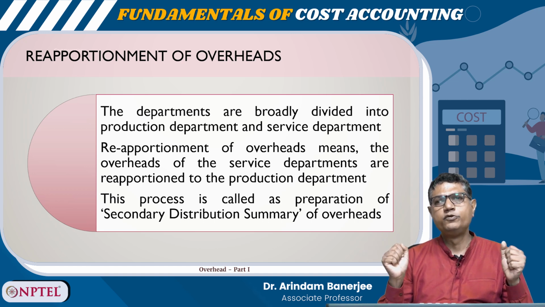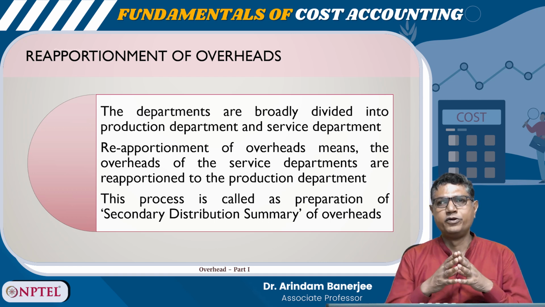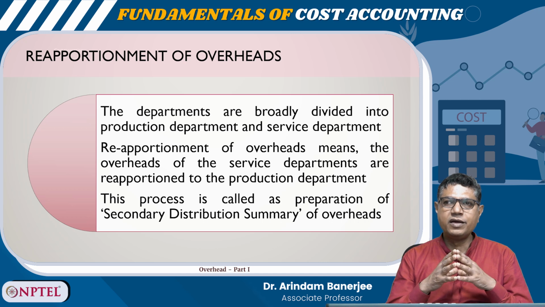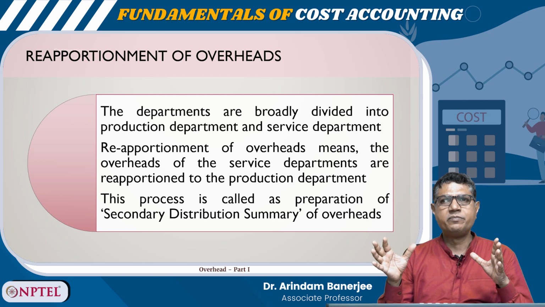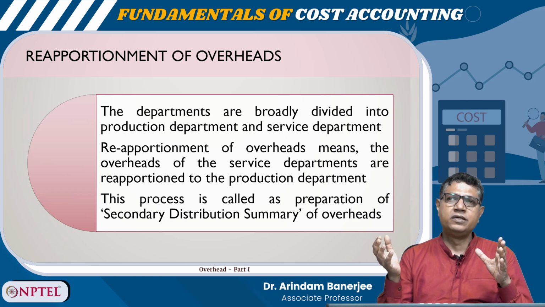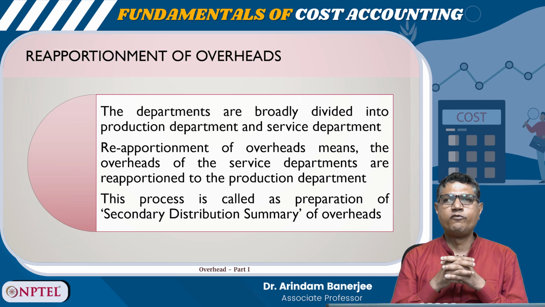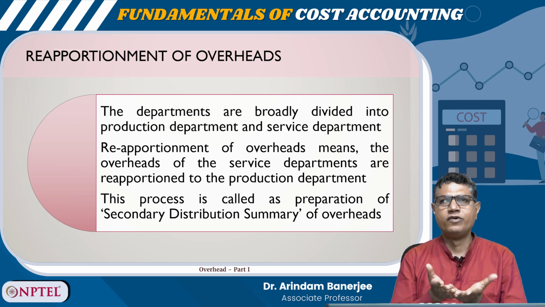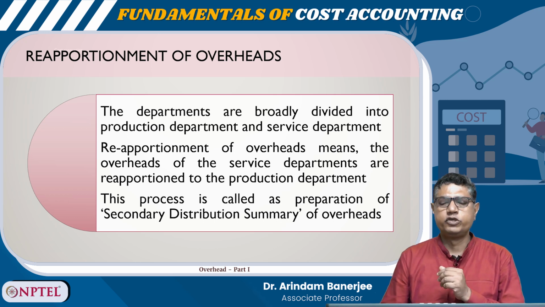But suppose you want to know the cost per unit of the final produce, and that final produce is coming out from the production department. Service departments are basically for supporting services like accounting, HR, finance, etc. So, if I want to allocate all the overheads only to the production departments, then what I can do is reapportion the overheads. So, this process is called the secondary distribution summary.